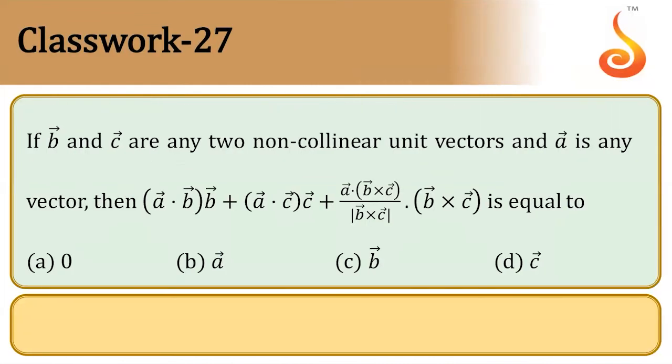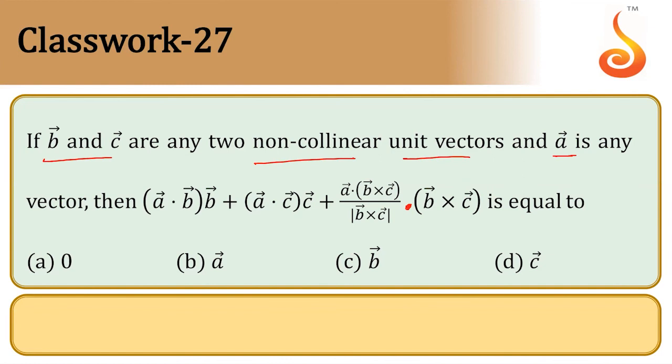Now this question: B and C are any two non-collinear unit vectors, A bar is any vector. Then (A dot B) B bar, (A dot C) C bar, (A dot B cross C) B cross C. This is normal, there is no dot here, because a scalar and a vector won't get a dot product. Okay, this is the question which is given. B and C are non-collinear unit vectors.